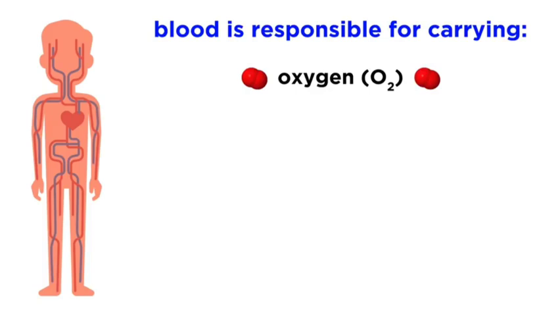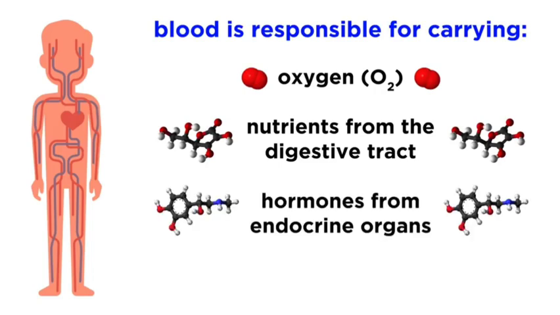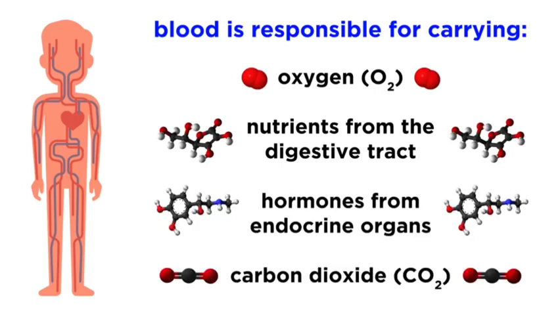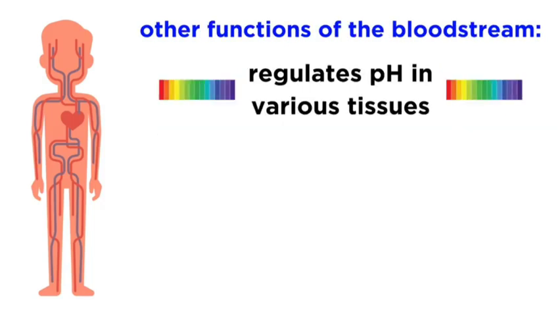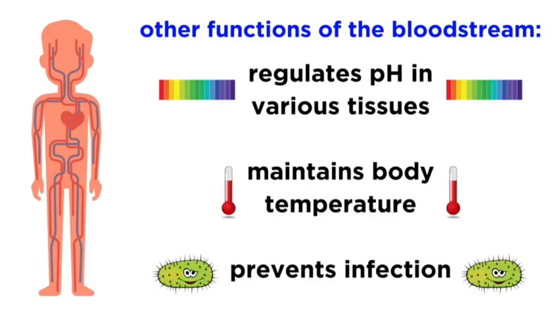As a whole, blood is responsible for distributing various substances around the body, most notably oxygen, which we can't survive very long without. But it also carries nutrients absorbed from the digestive tract and hormones secreted by endocrine organs. Blood also delivers waste products to the organs that will dispose of them, like the carbon dioxide that we exhale. Beyond this, blood serves to regulate pH in various tissues, maintain body temperature, and prevent infection.